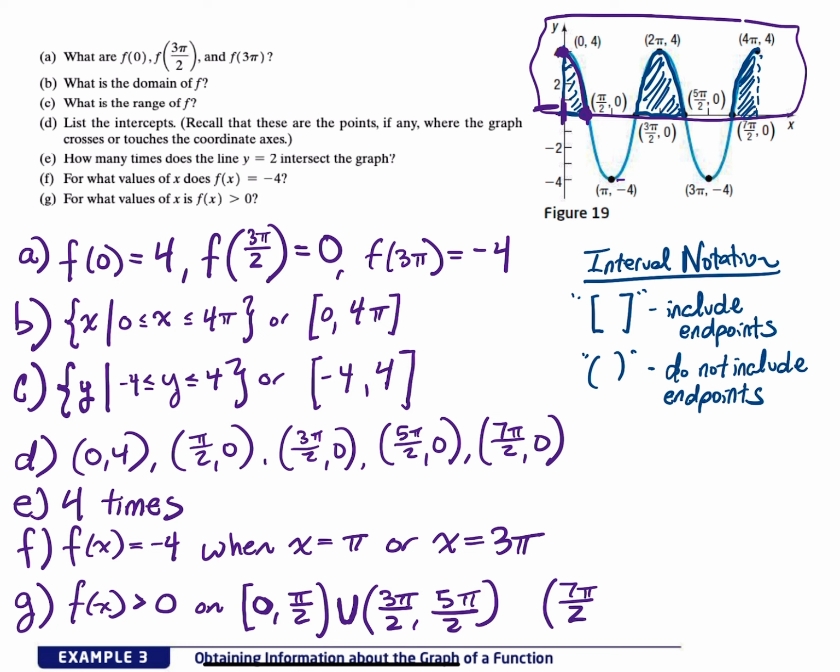Again, I won't include the endpoint because it's 0 there. And then it goes until 4 pi. And this time I will include the endpoint because notice at 4 pi the function has a positive output value, just like where we started. And we'll join this with our other two, also with the union.